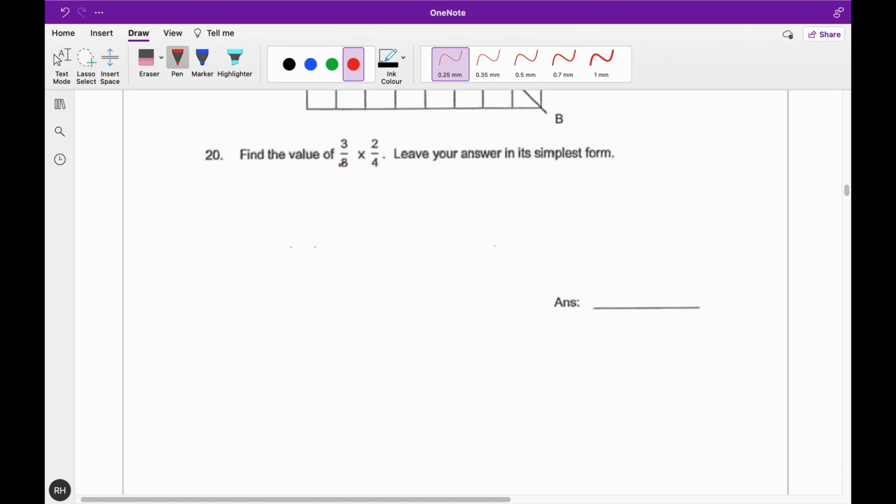Question 20. Find the value of 3 out of 8 times 2 out of 4. Answer in its simplest form, multiplying fraction by fraction. First, we can simplify. We can cross simplify. So this one can divide by 2, divide by 2. We'll get 1, and this will get 4. And then we can just times the numerator with numerator. So 3 times 1 is 3. 4 times 4 is 16. Answer is 3 out of 16.